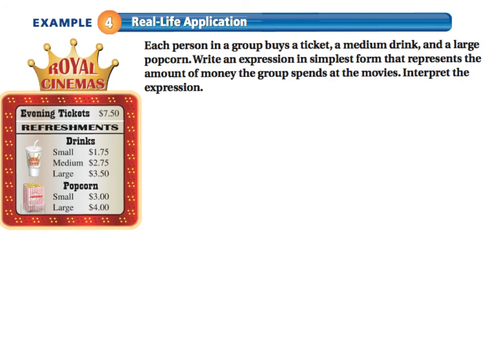So we know that it's going to cost $7.50 for every person that goes. That's for the ticket. Plus, each person buys a medium drink. Well, each person buys a medium drink, so it's $2.75 times x. Plus, a large popcorn. A large popcorn is $4, so we could put 4x.